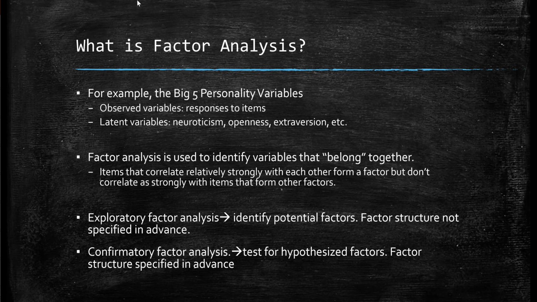on the personality inventories. So factor analysis, another way to put it, is used to identify variables that hang together or belong together or basically correlate with each other to form a factor, but don't correlate relatively strongly with items that form other factors. So we want to find clusters of items that belong together and correlate with each other relatively strongly, but don't correlate very strongly with items that form other factors.